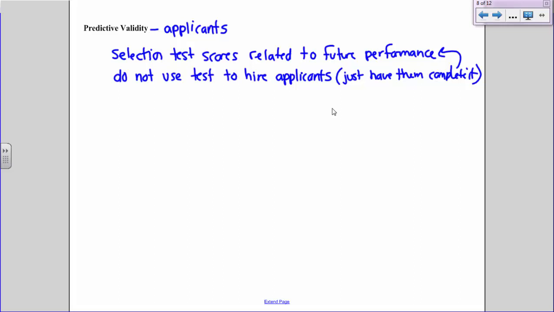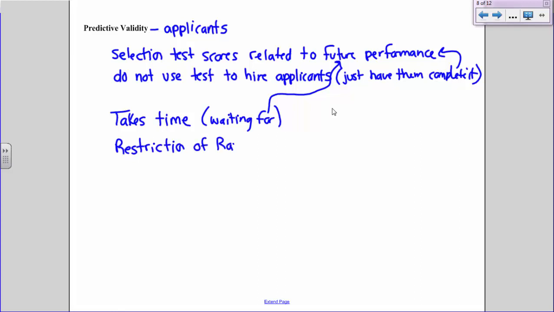Now, there is a bit of a problem with predictive validity in that it takes time, right? So it takes time, because you have to wait for that measure of future performance to come in, right? So you're waiting for that future performance. Also, there's a little bit of an issue with restriction of range.